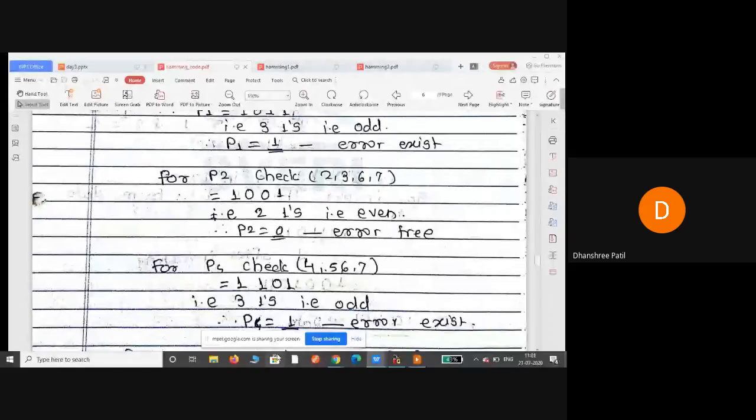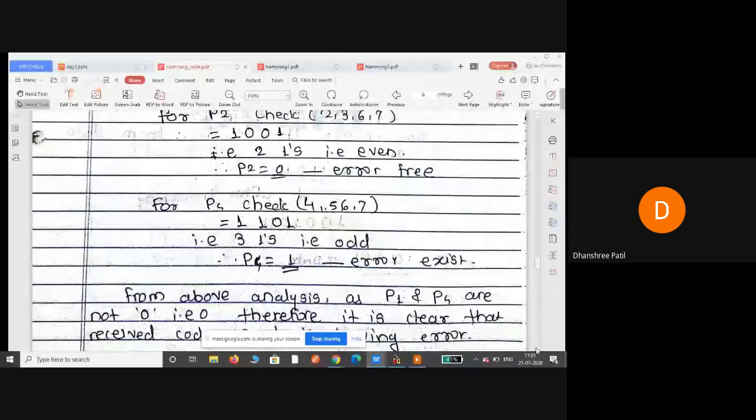Correcting the error, see here, write the error word and substitute the values of P1, P2 and P4. Okay, P1, P2 and P4. These values are not the parity values, but whatever we have calculated here, that we have to consider. What is the value of P1? It is 1, P2 is 0 and P4 is 1. So see, 1 0 1, P1 is 1, P2 is 0, P4 is 1. So I have kept this value.